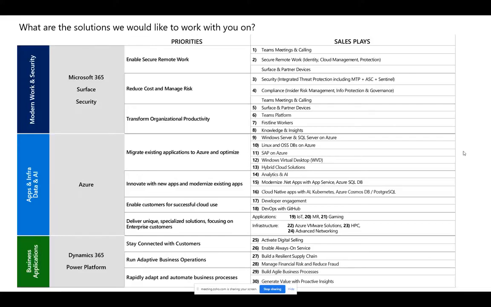Right. So I believe this is giving us a good insight into how Microsoft 365 as a suite is going to help us meet the modern work requirement of every customer, right?